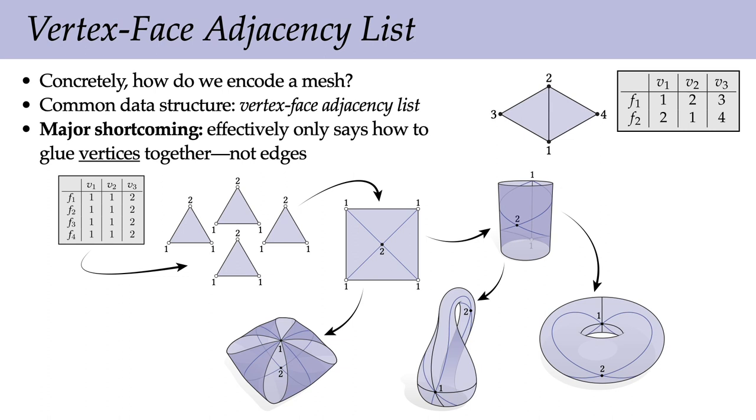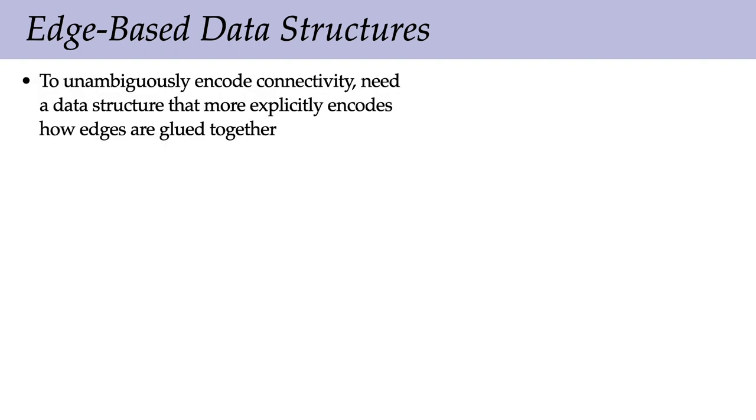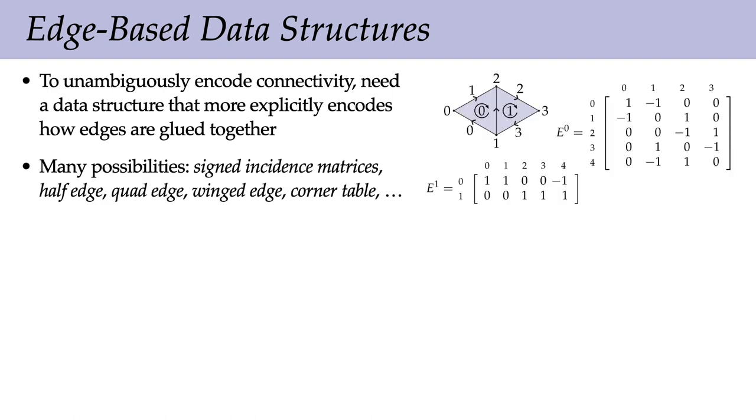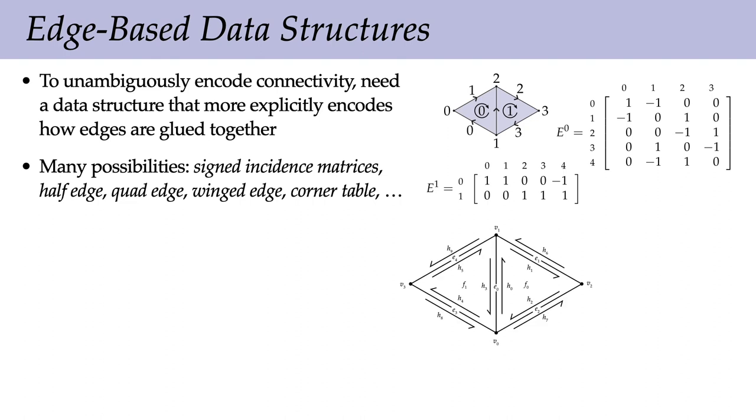What that tells you is we need a richer data structure. To unambiguously encode connectivity, we need more than just to know how the vertices are glued together. We need to know how the edges are glued together. We need some kind of edge-based data structure. There are a lot of different possibilities for this. You could use signed incidence matrices, you could use half edge, you could use winged edge, you could use quad edge, you could use a corner table. All of these things have trade-offs, pros and cons.